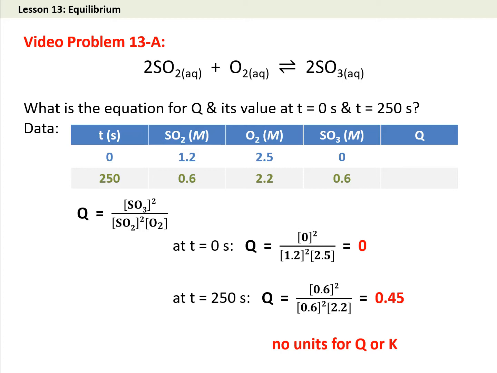When I do this, notice what I was talking about: my SO2 concentration decreased and my SO3 concentration increased. That's because if I'm going to form product, I'm going to lose some reactant. All right, so I start off with my Q. Once I have that equation, I just plug in, and I don't have units.